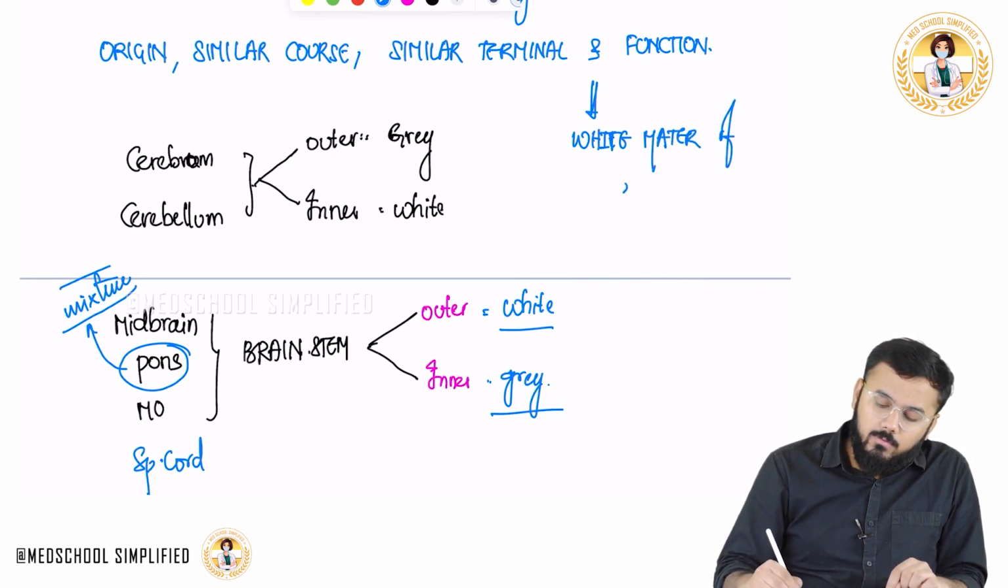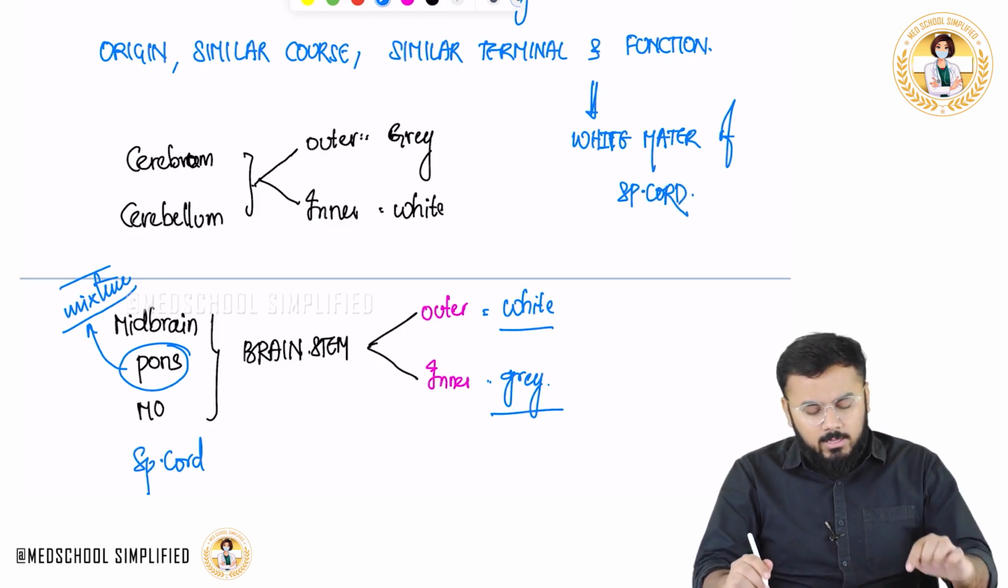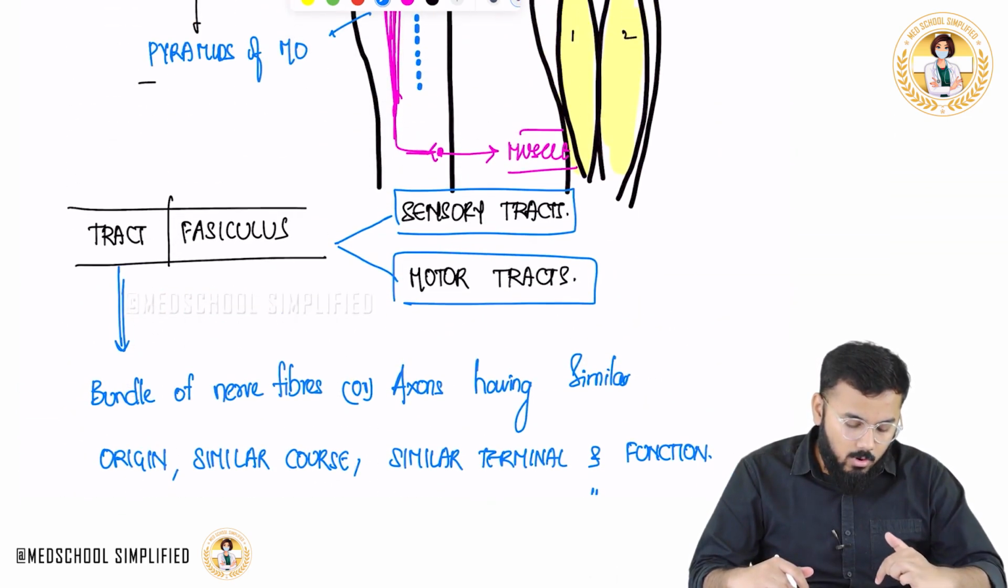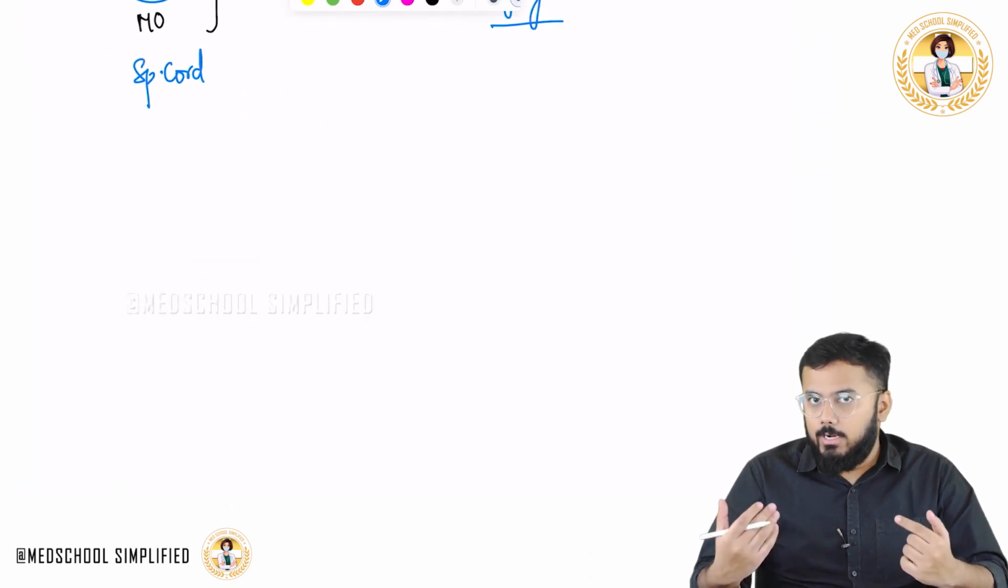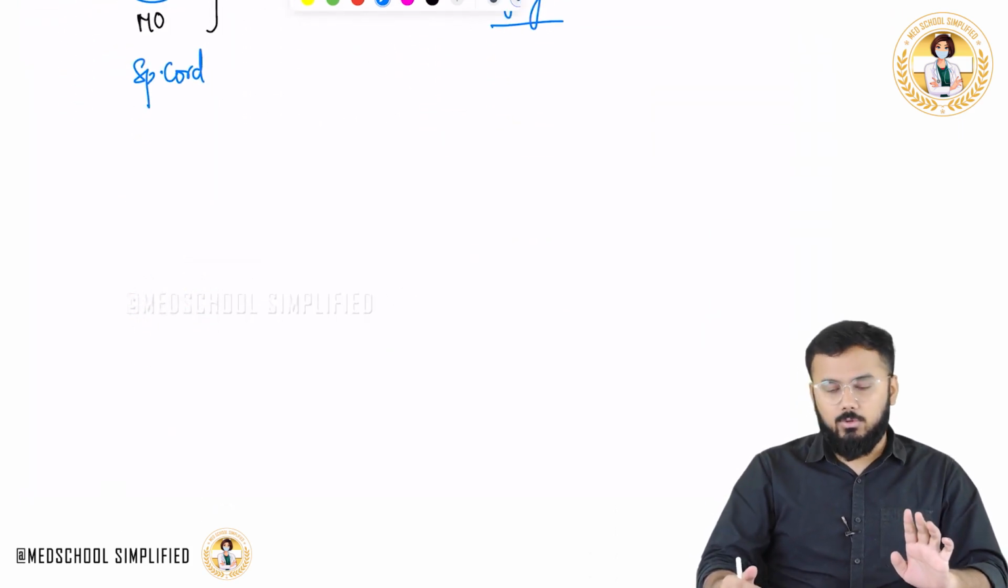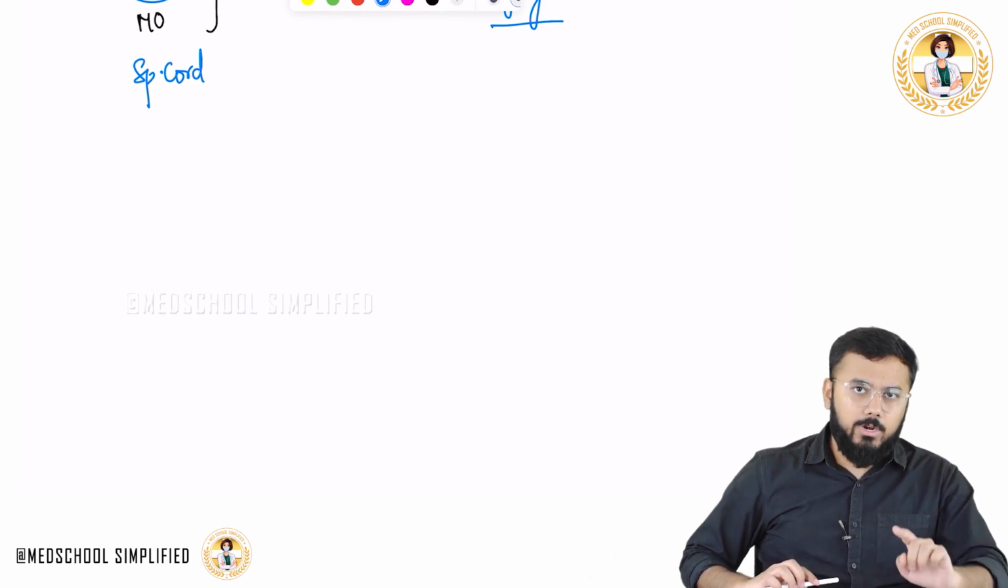They will pass through the white matter of the spinal cord. Okay, so this is what is called your tract or fasciculus. I will explain it clearly, or else if you already know, that is good. For example, one important tract I am telling you.